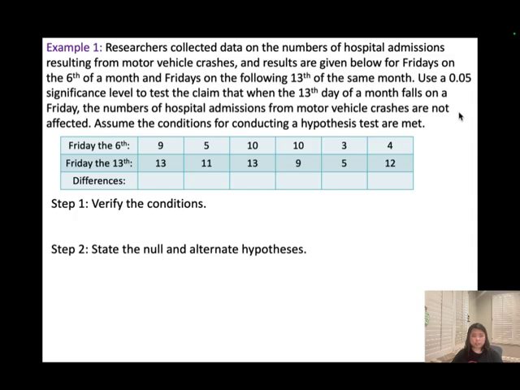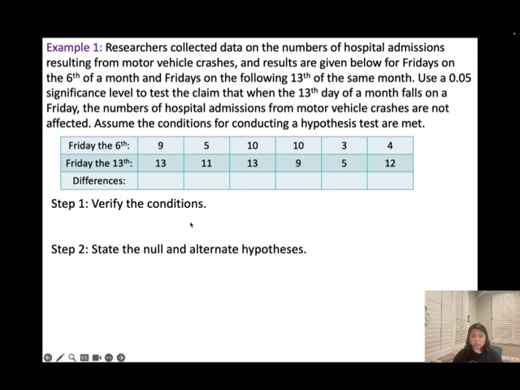Now, let's do it together. Researchers collect data on the number of hospital admissions resulting from motor vehicle crashes, and results are given below for 5 days on the 6th of the month and 5 days on the following 13th of the same month. Use a 0.05 significance level to test the claim that when the 13th day of a month falls on a Friday, the number of hospital admissions from motor vehicle crashes is not affected. Assume the conditions for conducting a hypothesis test are met.